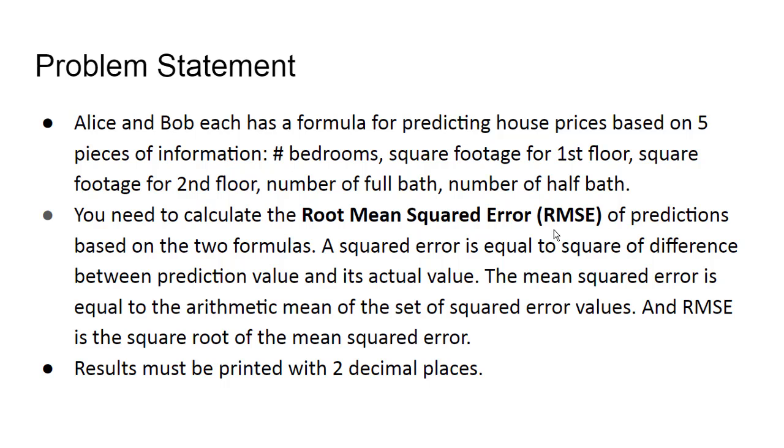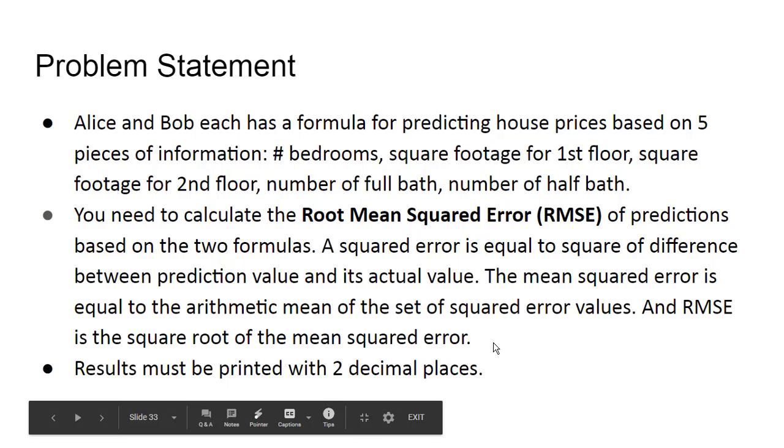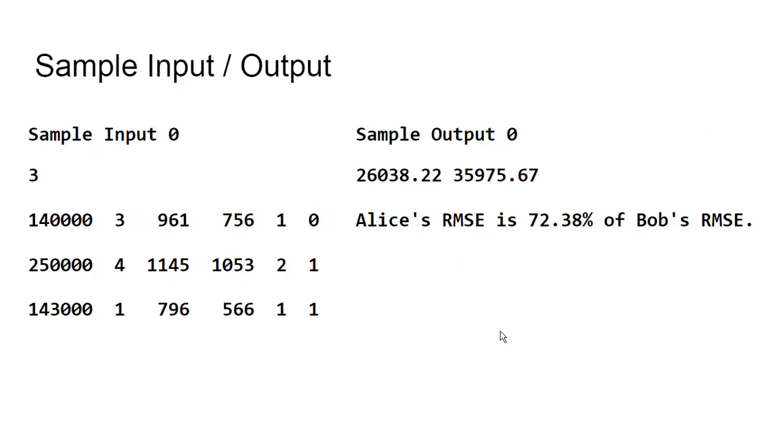And mean squared error means that when we have n houses, we compute the squared error for each one of them, and then we compute the average of the squared error. The root mean squared error means that we then take a square root of that mean squared error. Root mean squared error is commonly used in machine learning for prediction, so measuring prediction accuracy. And in this problem, the output is required to be printed using 2 decimal places.